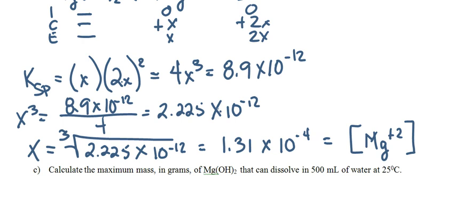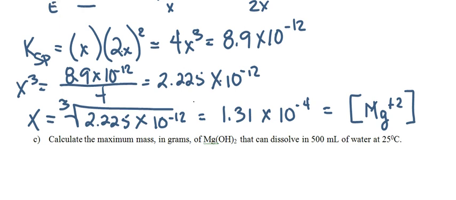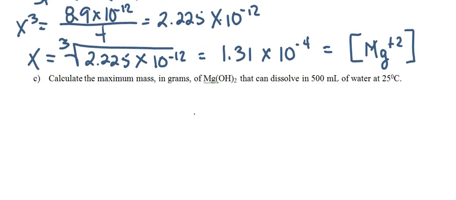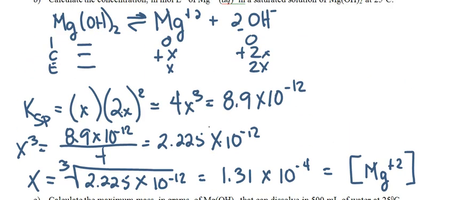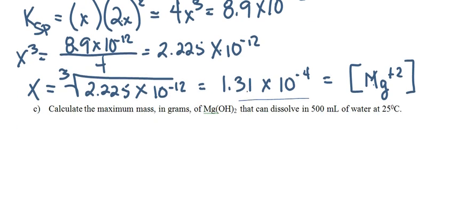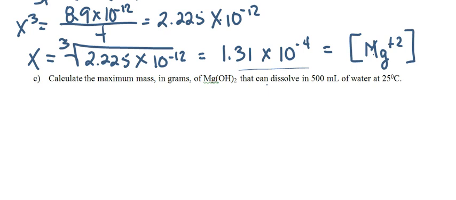Alright, part C. And we're doing great on time here. Calculate the maximum mass in grams of magnesium hydroxide dissolved in 500 milliliters of water. Again, even though we calculated the concentration of magnesium, for every 1 magnesium ion, it is coming from 1 magnesium hydroxide molecule. So we can say that the concentration for the magnesium hydroxide is 1.31 times 10 to the negative 4 when it is saturated, or the maximum mass that we can dissolve in there. That's what that's talking about, to form a saturated solution.